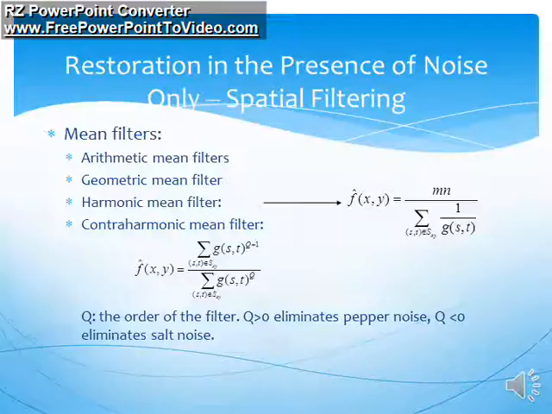So if you want to remove the pepper noise, then the value of Q must be greater than 0, and if we want to eliminate the salt noise, the value of Q must be less than 0. So these are the key factors for these filters to restore the corresponding image in presence of noise, which is also known as spatial filtering.